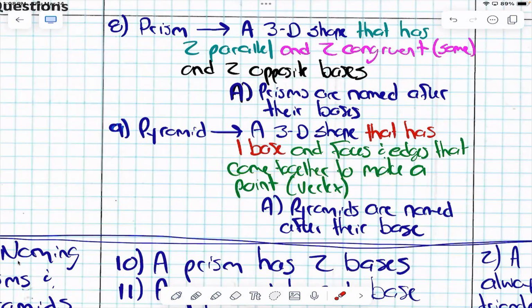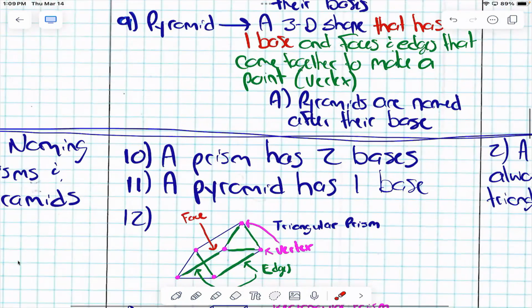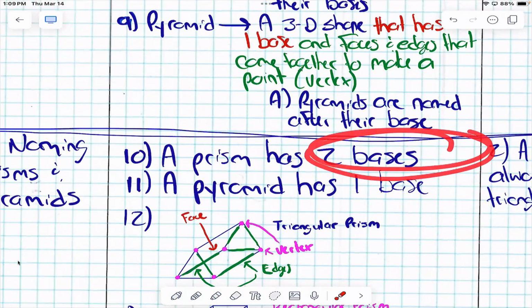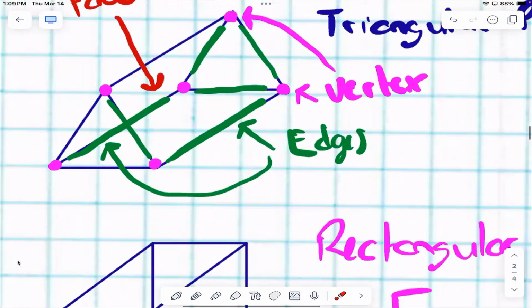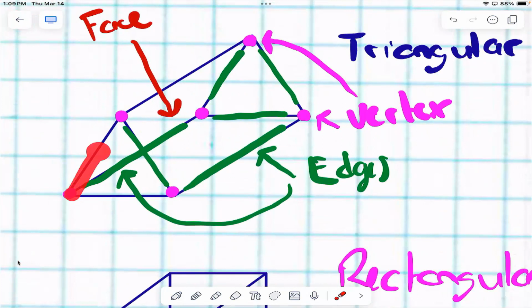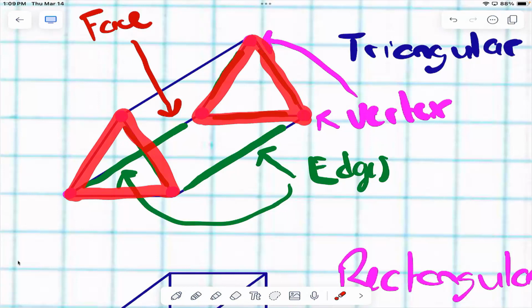I don't see everybody talking. I need everybody's eyes. Everyone talking. These aren't hard questions. How many bases does a prism have again? 2. How many bases does a pyramid have again? 1. If this is my shape, how many bases do you see on this shape? So is it a pyramid or a prism? Say again?